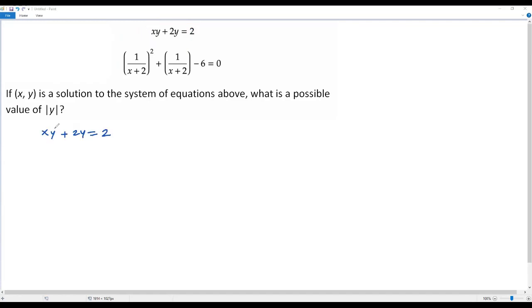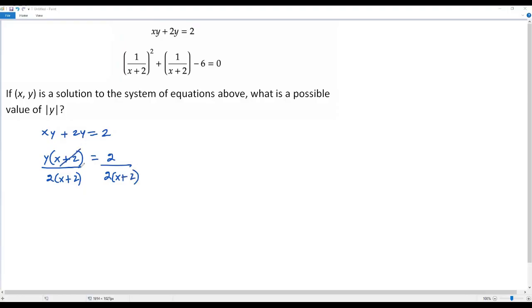Here I find y in both the terms on the left side of this equation, so we can factor y out. If y is factored out, we get x + 2 inside the parentheses. On the right side, we can write this 2 as it is. Now let me divide both sides of this equation by 2 times (x + 2).